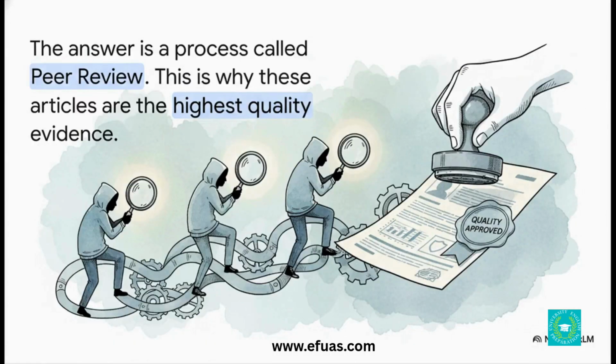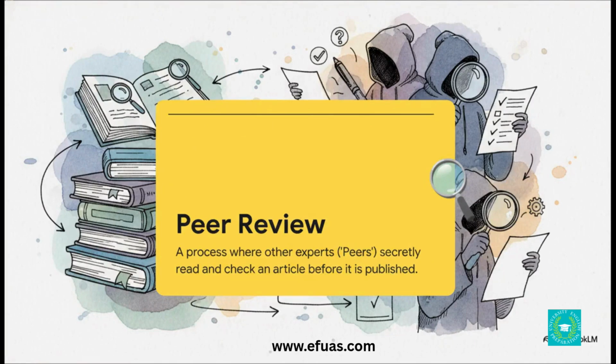The answer comes down to one incredibly important process. It's called peer review. And this, right here, is the biggest reason scholarly journals are so trusted. It's a whole system designed to make sure only the best, most accurate research ever gets published. Think of peer review as the ultimate quality check. Before an article gets published, the journal sends it out to be secretly checked by other experts in the exact same field. These other experts are called the author's peers. That's where the name comes from.